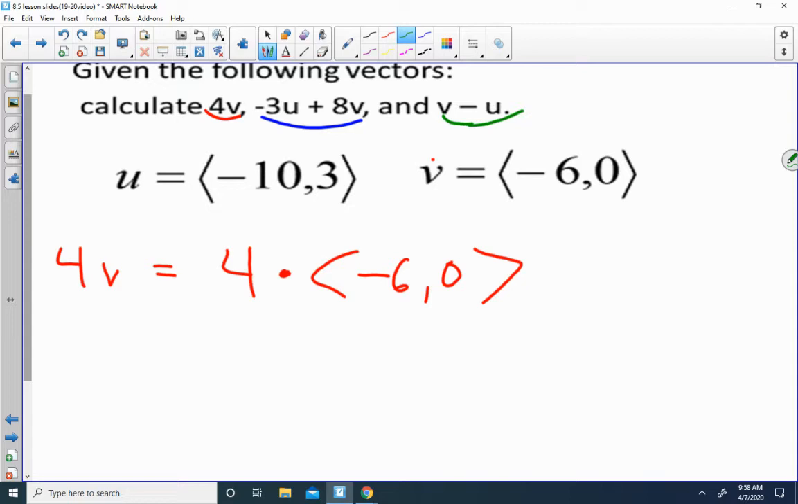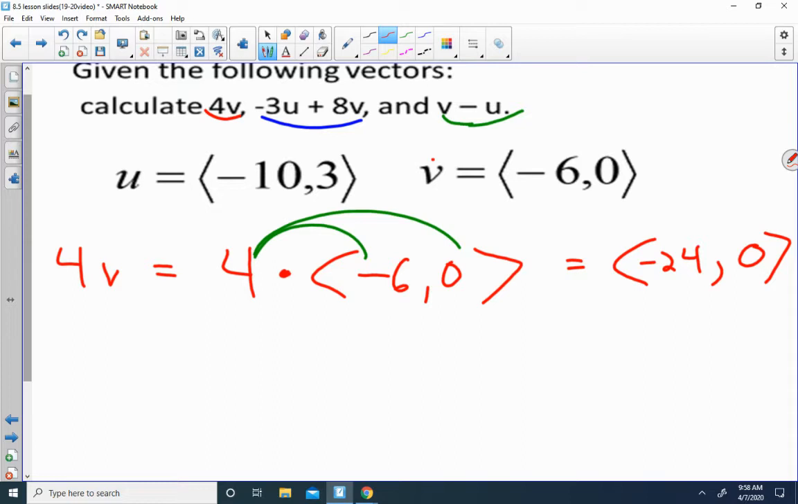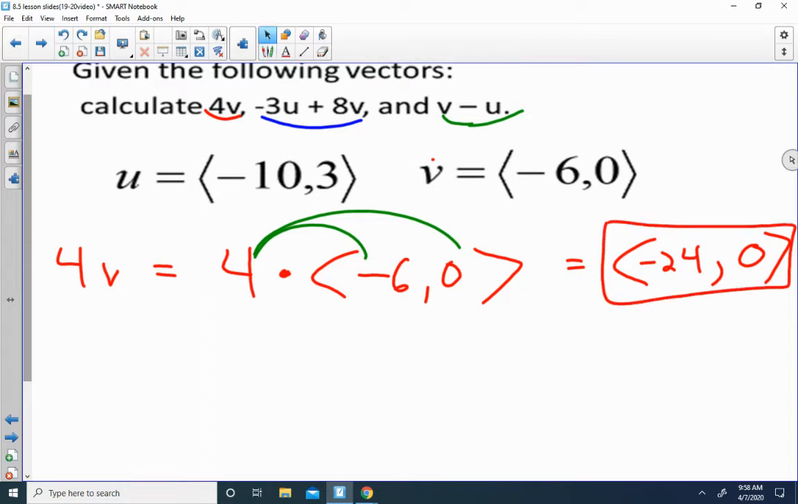Okay. You are actually going to distribute. Literally just take the 4 and multiply it to each part in the vector. So for the first one, negative 6 times 4 will give you negative 24. Then 4 times 0 is going to be 0. Don't put 4. 4 is adding. You're multiplying. 4 times 0 is 0. So that's what you get when you do 4 times vector v. It's as easy as that.